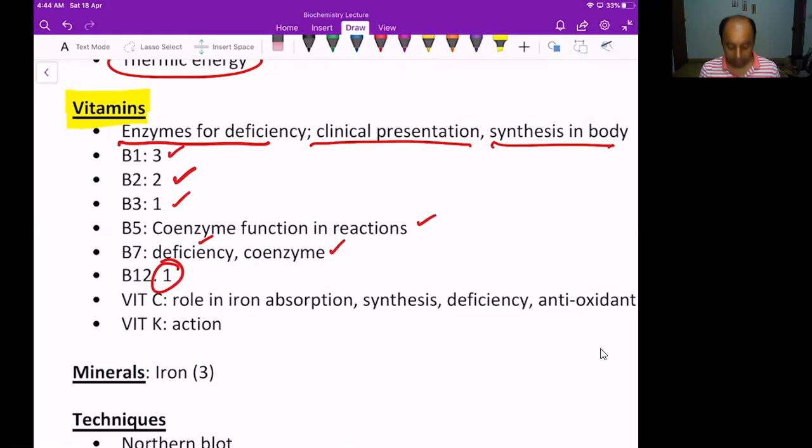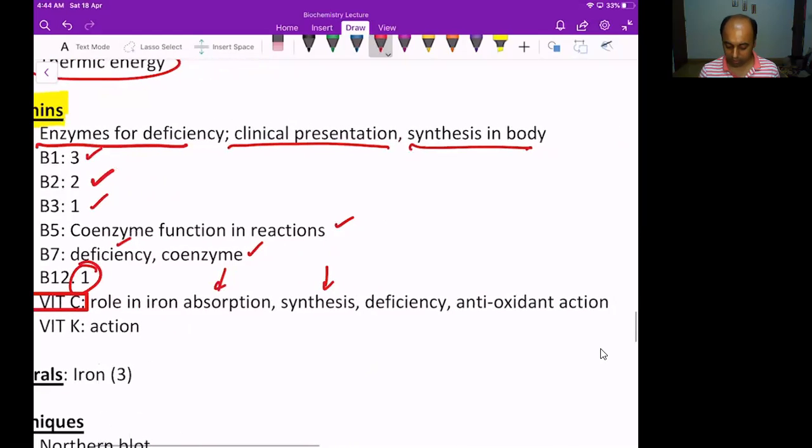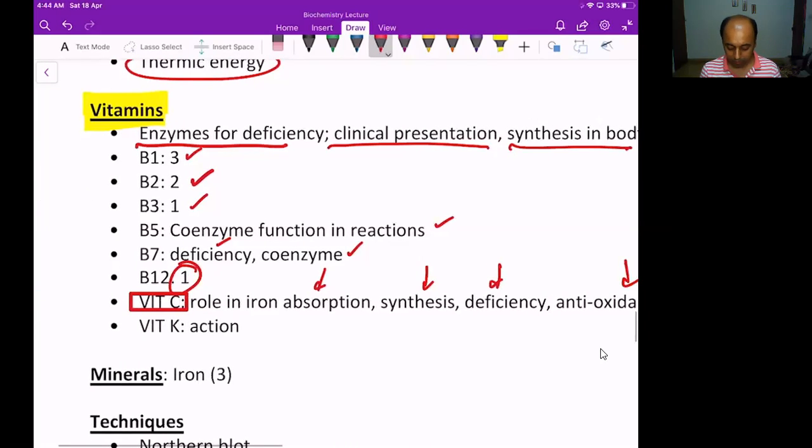Now, multiple questions from vitamin C. Vitamin C has been asked multiple times. As you can see, role in iron absorption, enzyme required for synthesis, presentation of a case of deficiency, what is the antioxidant action. So all of these questions have been asked from vitamin C. One single question from vitamin K.